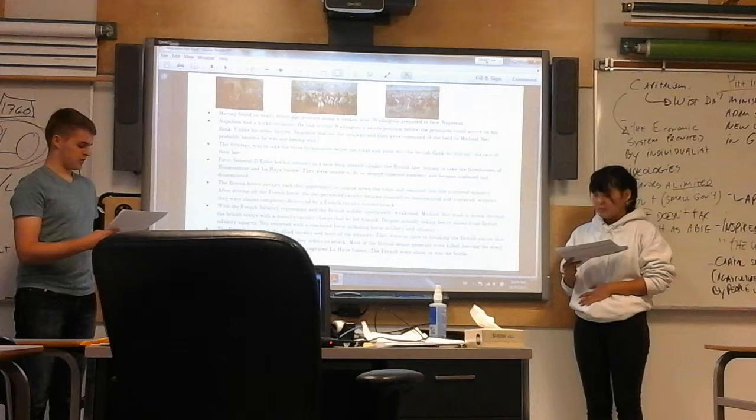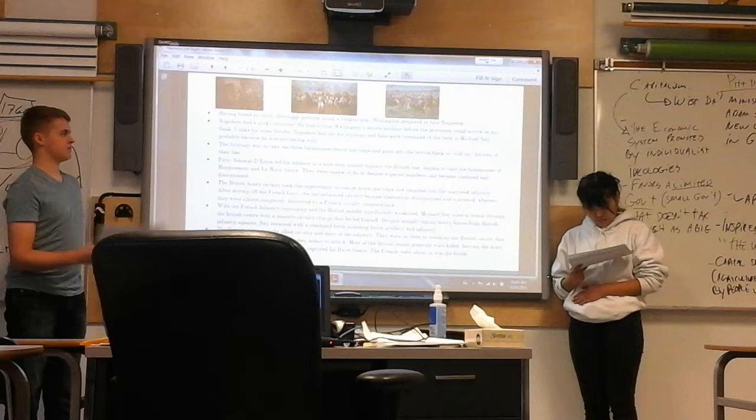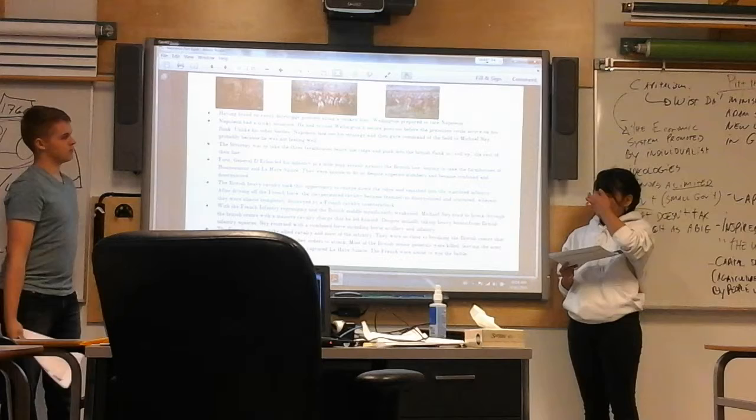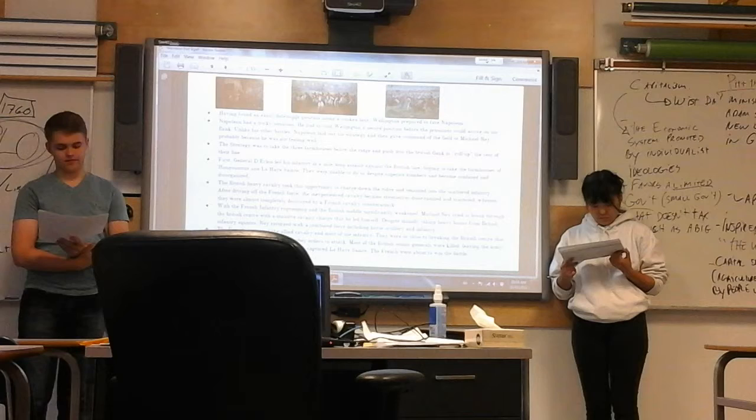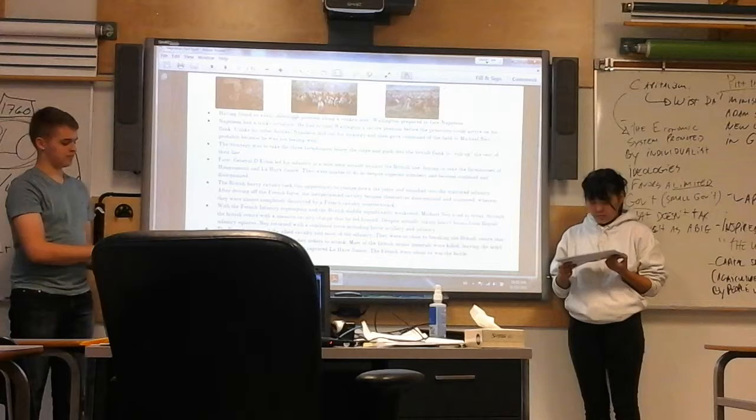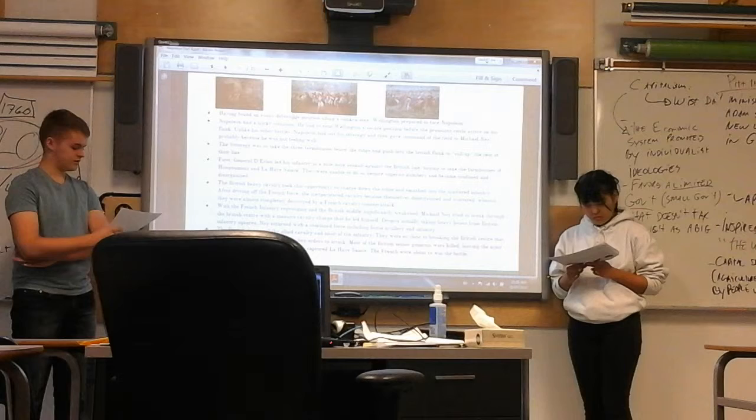British heavy cavalry took this opportunity to charge down the ridge and smash into the scattered infantry. This is a famous part of British history, the charge of the heavy cavalry. Although, after the heavy cavalry charged into the French infantry, they became pretty disorganized and were actually severely beaten back by the French cavalry, so it wasn't as much of a victory as the British say.